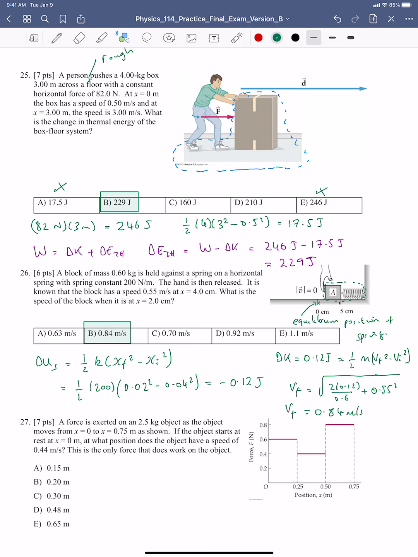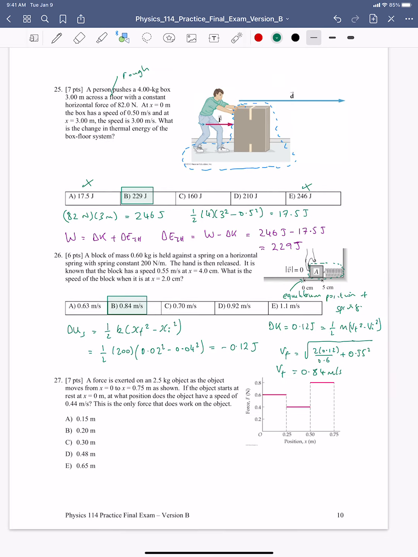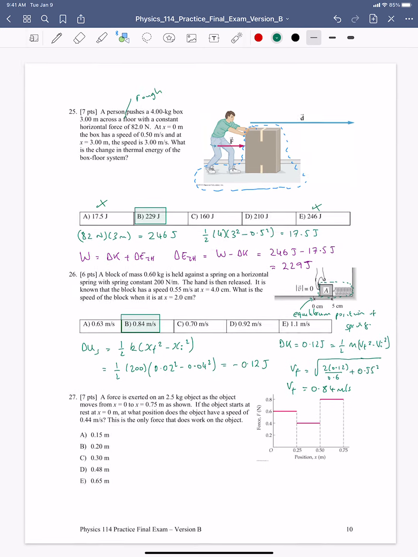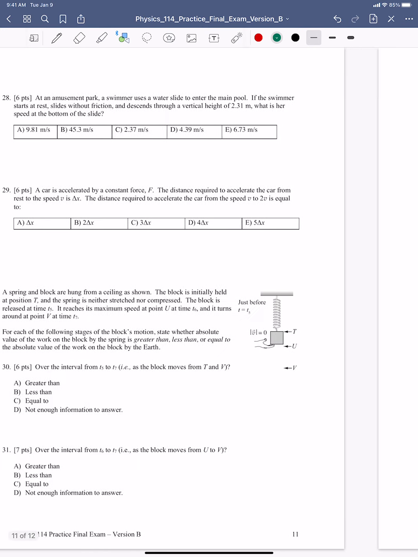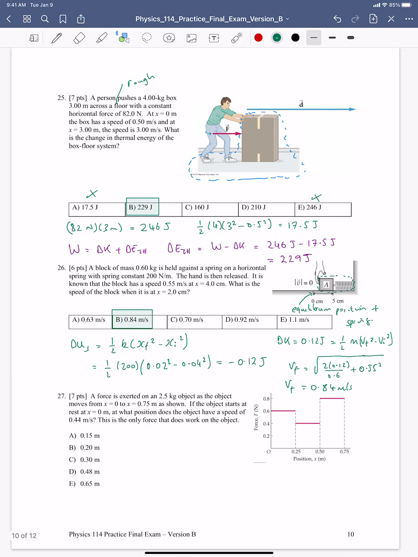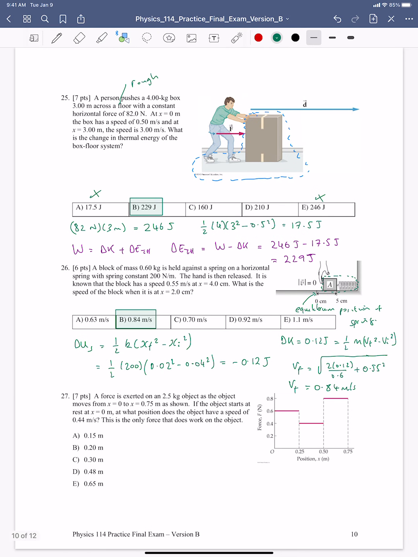Okay, so that's question 26. So I think that's 6 questions. I'll do 27 through 32 in the last video for this particular exam. I'll follow up with that next.